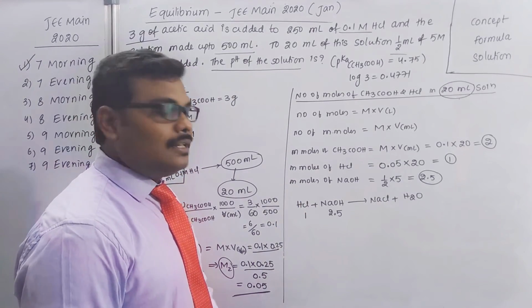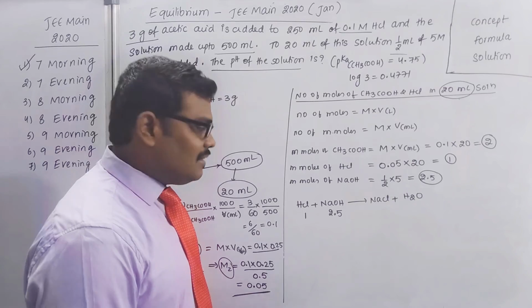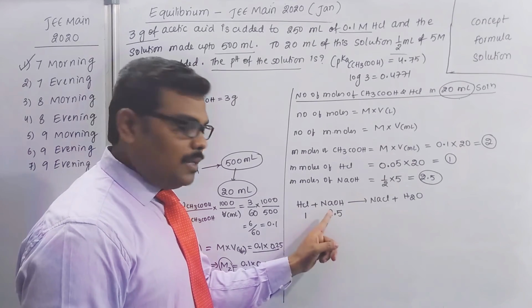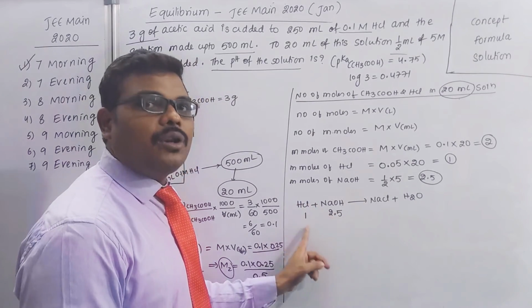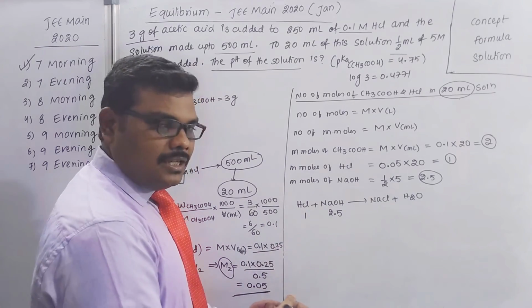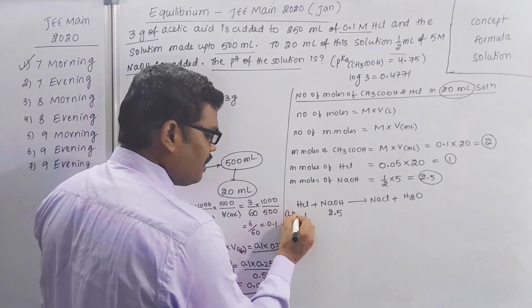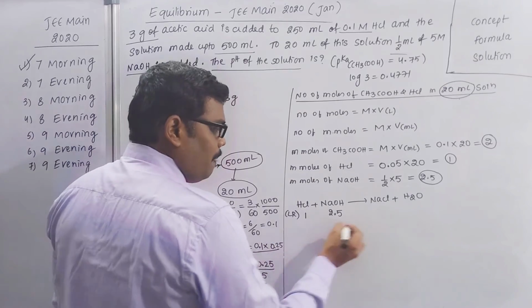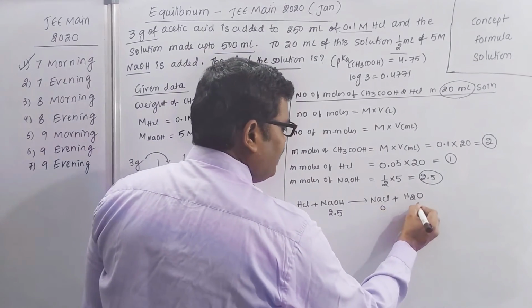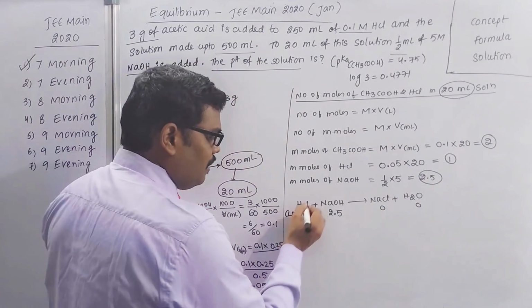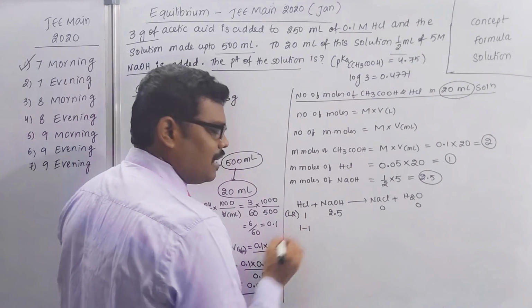How do we say that? Because millimoles of HCl is less than required. Required millimoles of HCl is 2.5, but we have only 1 millimole. So it is consumed first. So this is called a limiting reagent. Now initially millimoles of NaCl and H2O are 0. Then the limiting reagent is consumed completely.